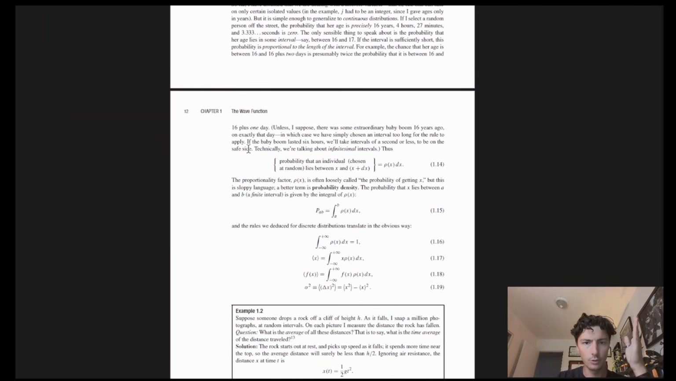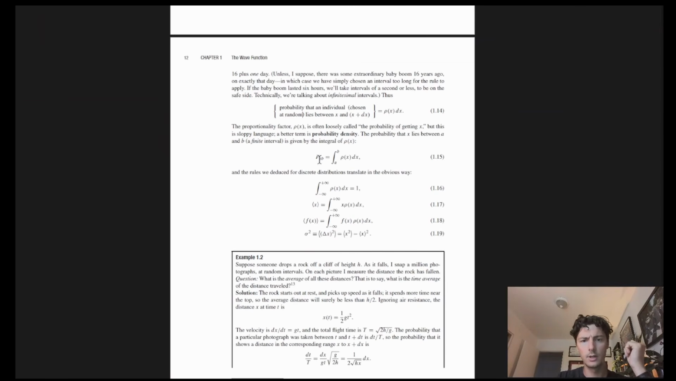And then we have something here. Okay, continuous variables. Let's read this here. Probability that an individual chosen at random lies between x and x plus dx is this. Okay, we're going to keep going through. We got probability density here.